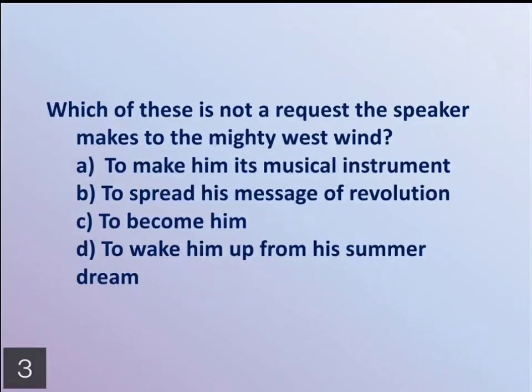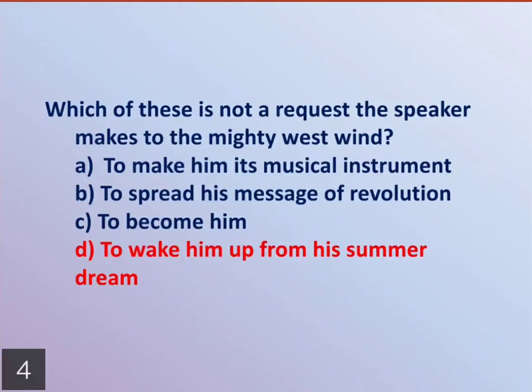Then which of these is not a request the speaker makes to the mighty west wind? Now you have to remember, not is the word here. So to make him its musical instrument, to spread his message of revolution, to become him, to wake him up from his summer dream. Now you have to remember that he asks several things of the west wind by the end of the poem, and he says that he wishes it to make him its musical instrument, to spread his message of reform and revolution, to even become him. But he does not say to wake him up from his summer dream. So D is the correct option.